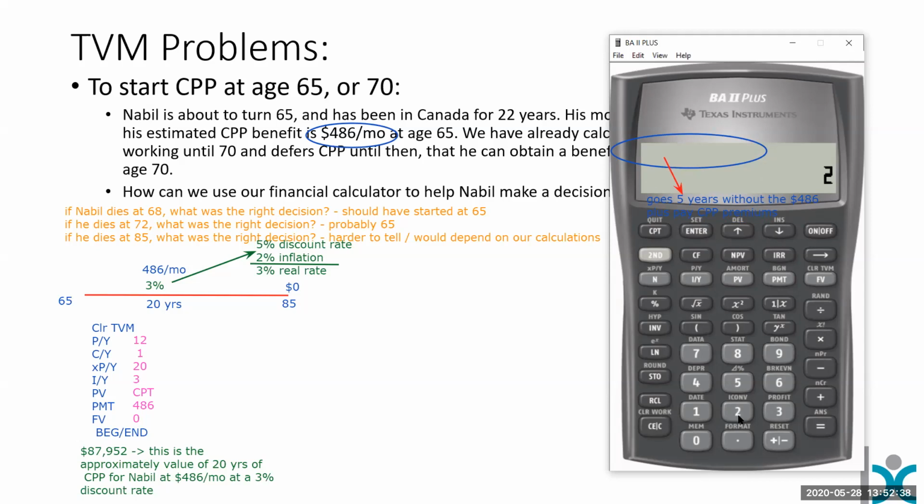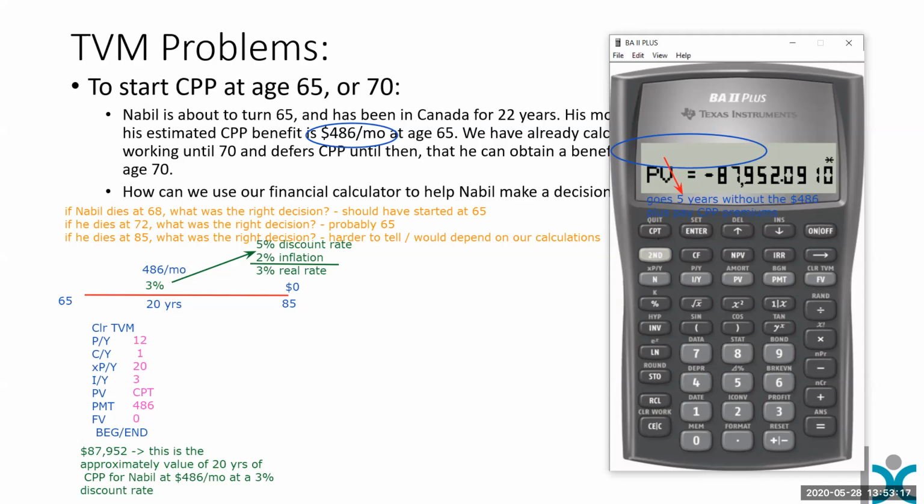Quit out of there. 20, second function times PY, N. So do you have N equals 240 up on the screen? Perfect. And now we're going to do 3 IY. We're going to do 486 payment, 0 future value, and compute present value. Okay, good stuff.